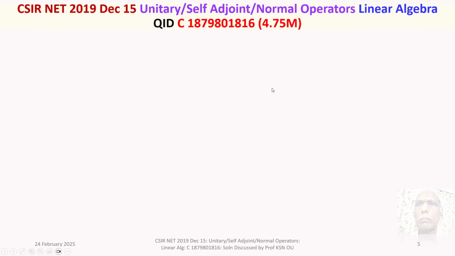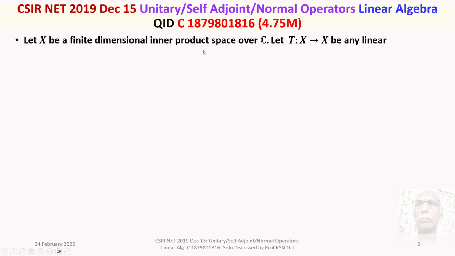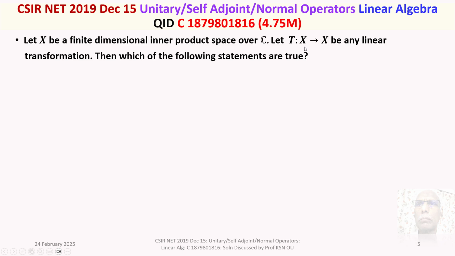The given question is: let X be a finite dimensional inner product space over C. X is a finite dimensional inner product space over the field of complex numbers. Let T be any linear transformation from X to X. That is, T is a linear operator on X. Then which of the following statements are true? We are given four options.